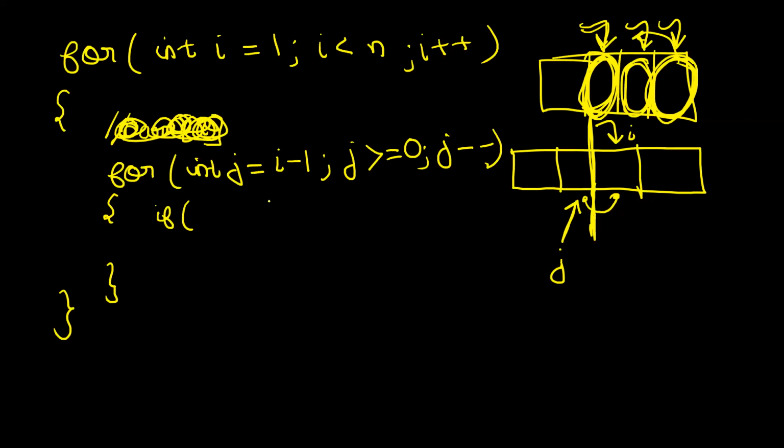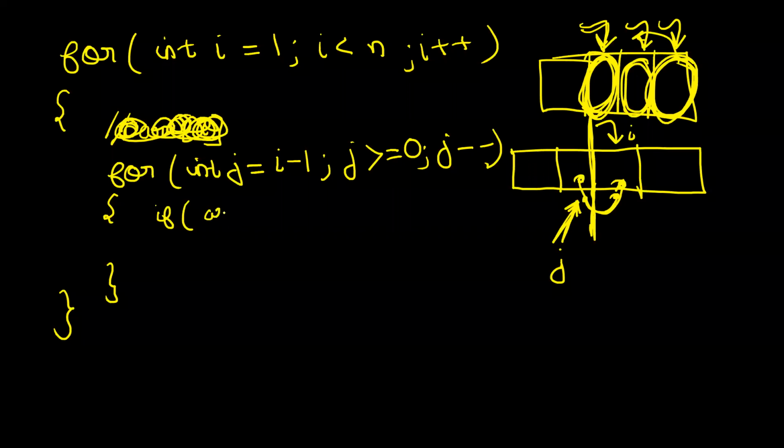I will compare ARR of j with ARR of j plus 1. Do you agree? See, j starts from here. I compare ARR of j with ARR of j plus 1. And if ARR of j is greater, then I will swap. Otherwise, what should I do? If I see that ARR of j is lesser than or equal to ARR of j plus 1, I should simply break. That is what we were doing, right?